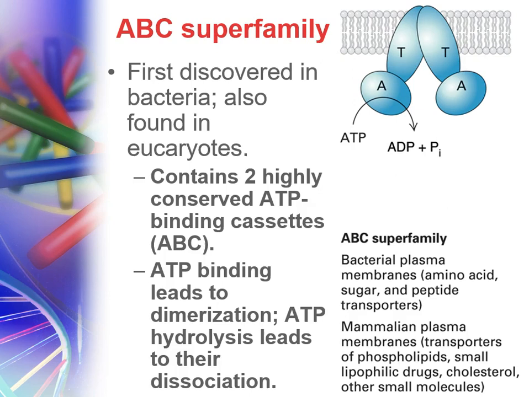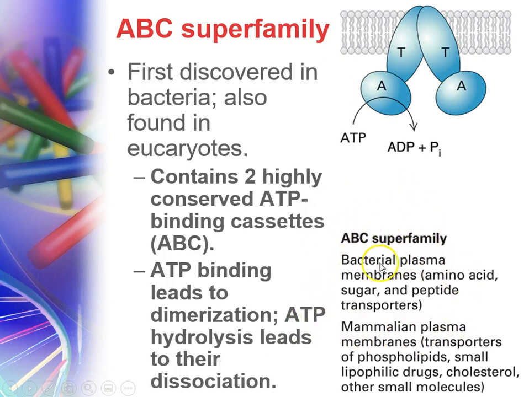Okay, so we remember we had 4 different categories. We had P-type, V-type, F-type, and this is the 4th one, the ABC superfamily. So this was first discovered in bacteria, but eukaryotic cells have them too. So this is called ABC because they have an ATP binding cassette. So that's what the AB stands for. So ATP binding leads to dimerization, whereas ATP hydrolysis allows these things to dissociate.